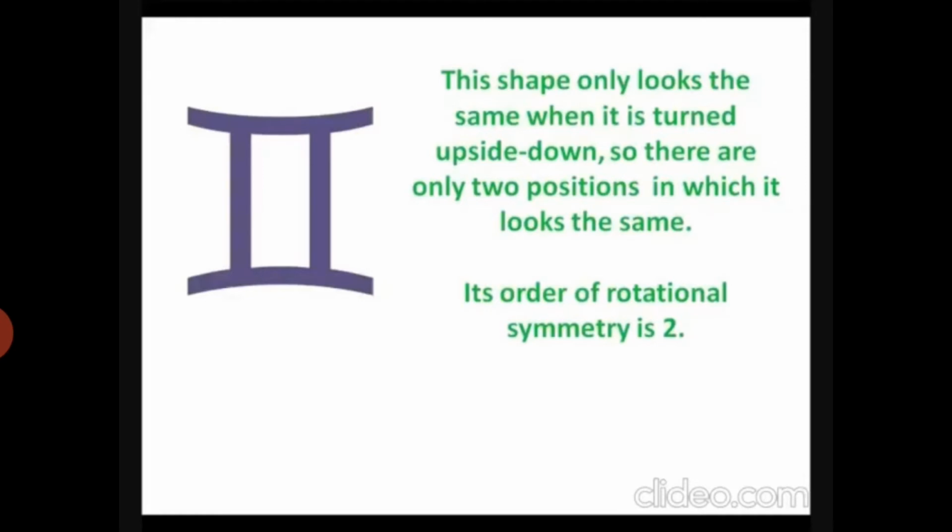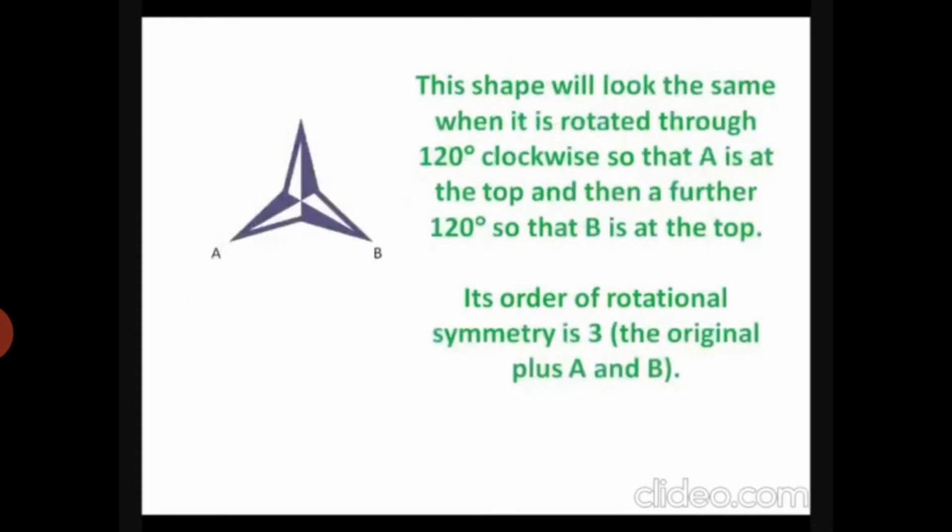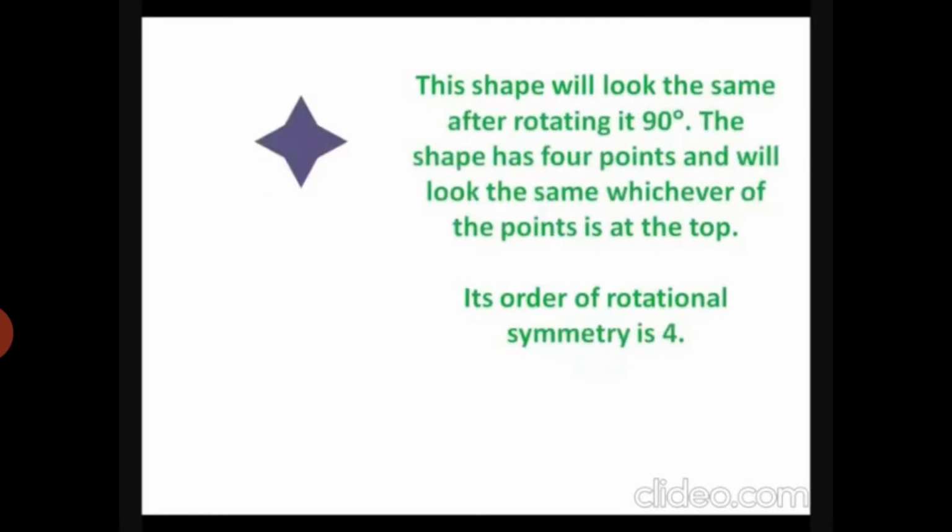Now this shape only looks the same when it is turned upside down. So, there are only 2 positions in which it looks the same. Its order of rotational symmetry is 2. What about this figure? The shape will look the same when it is rotated through 120 degrees clockwise, so that A is at the top and then a further 120 degrees so that B is at the top. Its order of rotational symmetry is 3. That is, it matches with the original figure.